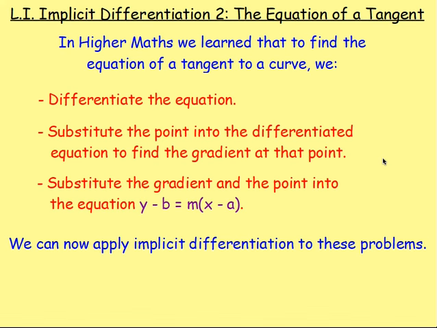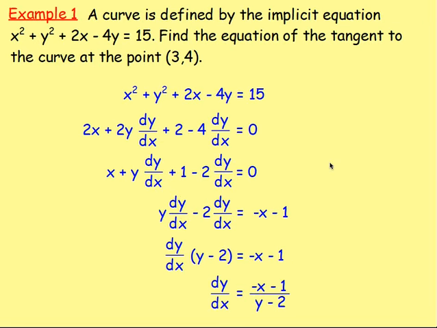Get the gradient of the tangent by differentiating the equation of your curve. So we differentiate the equation. We can then substitute in our x value, or in this case, we can sub in the point to get the gradient at that point. And then after that, we'll know the point, we'll know the gradient, so think gradient point equation: y minus b equals m bracket x minus a. And as I said, this lesson was just all about using implicit differentiation to do that.